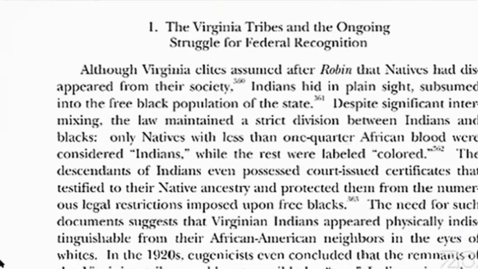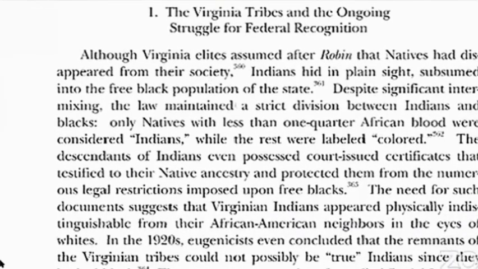The Virginia tribes and the ongoing struggle for federal recognition. Although Virginia elites assumed after robbing that natives had disappeared from their society, Indians hid in plain sight, subsumed into the free black population of the state. You are there in plain sight. You've been there. Subsumed into the free black population. Free black, that was always you. Free colored, we already know this.